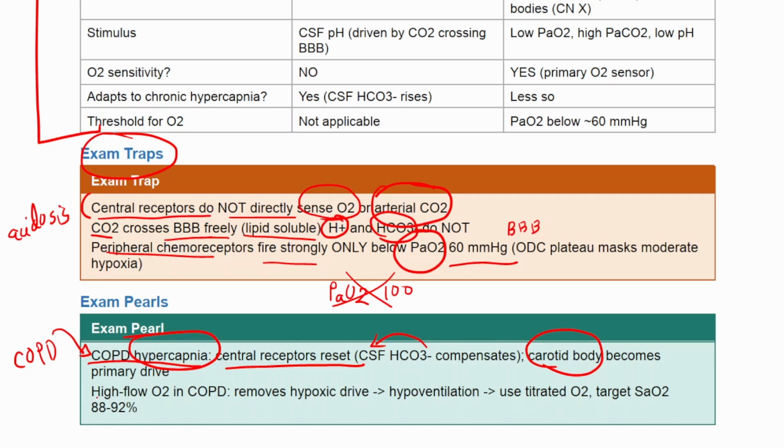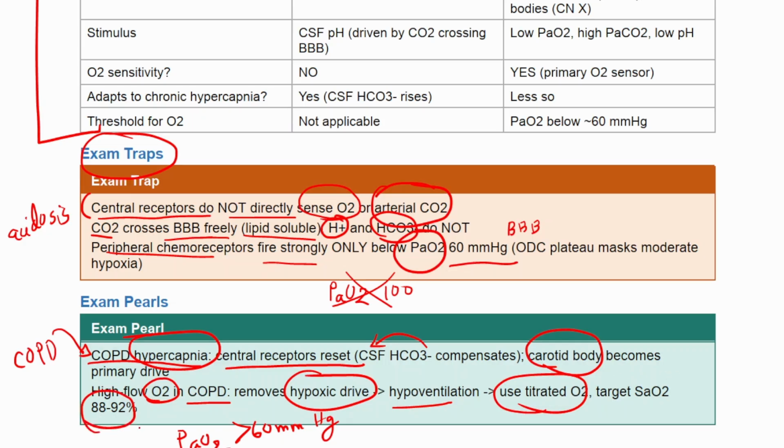The second peril is the danger of high-flow oxygen. If you give a chronic COPD patient high-flow oxygen, you abruptly raise their partial pressure of oxygen above 60 mm of mercury. This removes their hypoxic drive, leading to acute hypoventilation, severe respiratory acidosis, and it can cause unconsciousness. In clinical practice, you must use titrated oxygen to maintain a target oxygen saturation of 88 to 92%. Titrated oxygen means adjusting the level of oxygen based on the need of the patient.